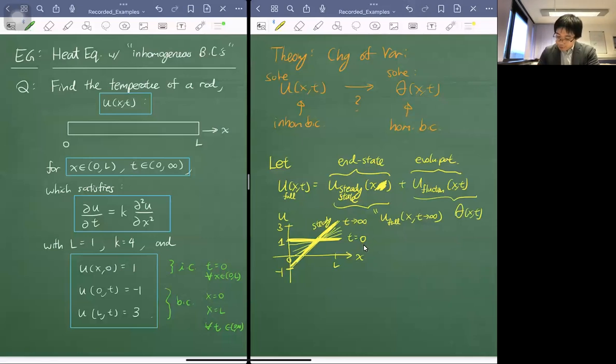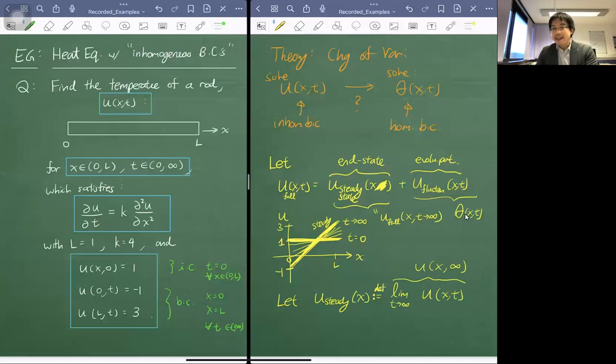Okay, so if you want to rigorously define it, you can define it like this. You can say let u steady of x equal the limit as time goes to infinity of the full u of x, t, right? Or if you want to abuse the notation a little bit, just write this, or even just write this if you want. So we're going to define u steady to be this, okay?